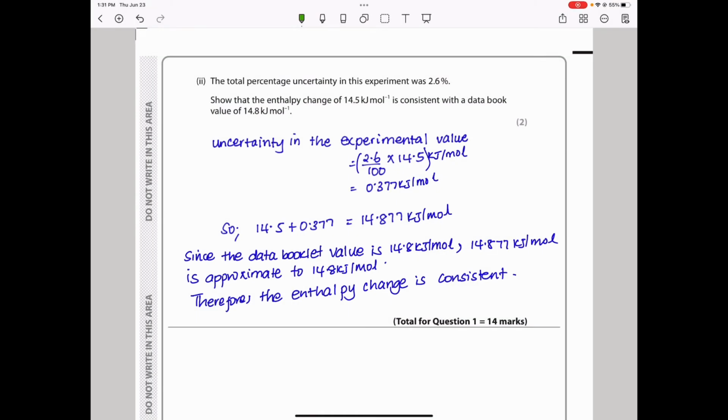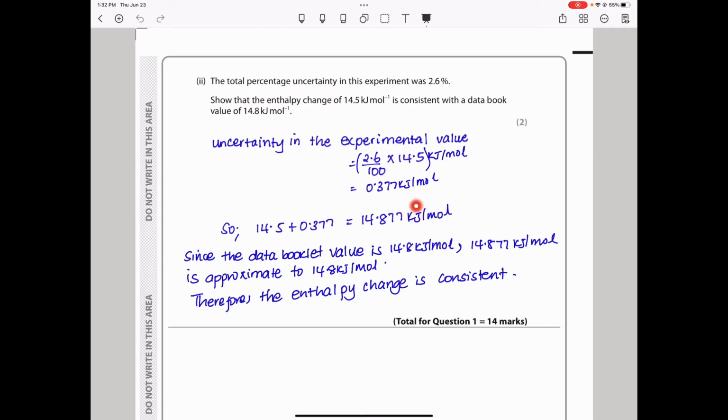Roman 2, the total percentage uncertainty in this experiment is 2.6%. They say show that the enthalpy change, which is 14.5 kilojoules per mole, is consistent with the data booklet value of 14.8 kilojoules per mole. So here the uncertainty in the experiment is going to be 2.6 over 100 times the value we have measured, which is 14.5 kilojoules per mole. When we do that multiplication, we get 0.377 kilojoules per mole as the uncertainty. So to find the correct value, it should be the 14.5 kilojoules per mole plus the 0.377, giving us 14.877 kilojoules per mole.